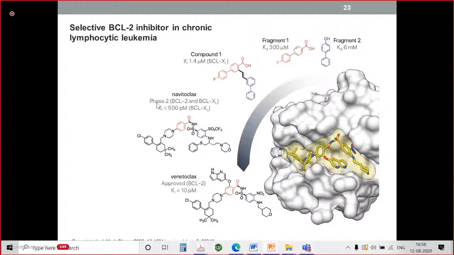So to make it more selective, fragment-based drug design was used further, which led to venetoclax, which is also a very important anti-cancer drug and is approved by the FDA. This is very much more active in comparison to navitoclax. Therefore, this is said to be a BCL2 selective inhibitor, having activity less than 10 picomolar.